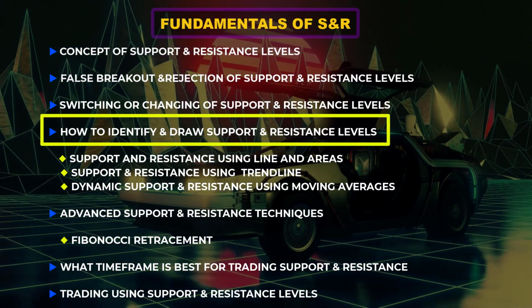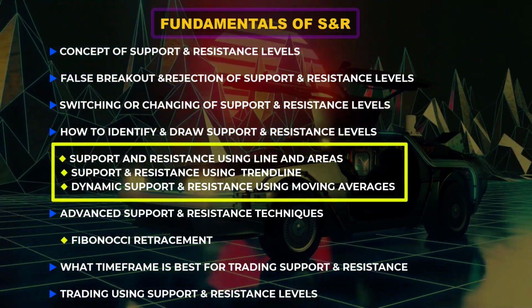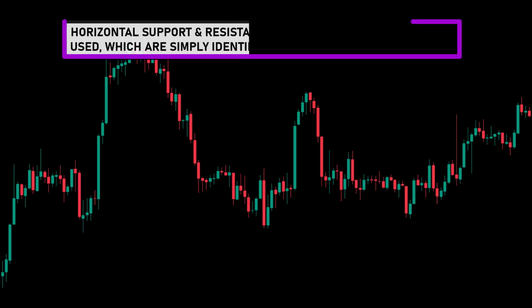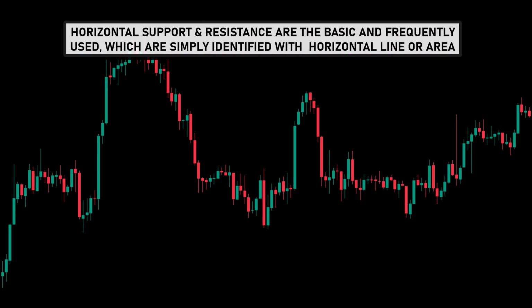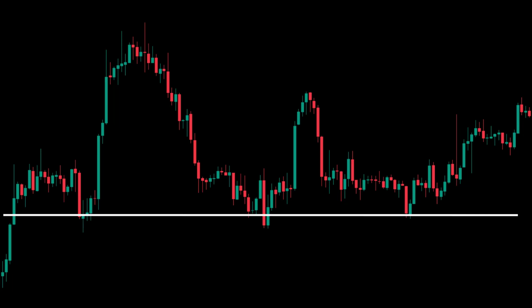We've got many ways to draw support and resistance, but for this video, we will go through these 3 steps. Horizontal support and resistance levels are the most basic type of these levels. They're simply identified by a horizontal line in areas. First, here on the chart, you need to identify a past price level where the price had difficulties to break below. Then mark it with a horizontal line that extends into the future.